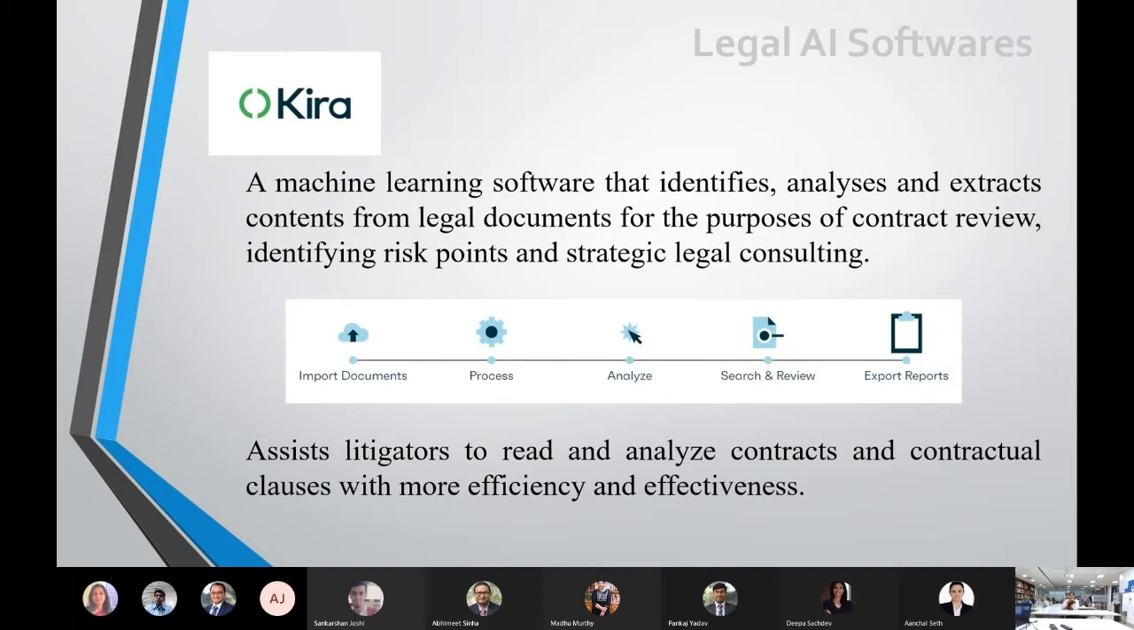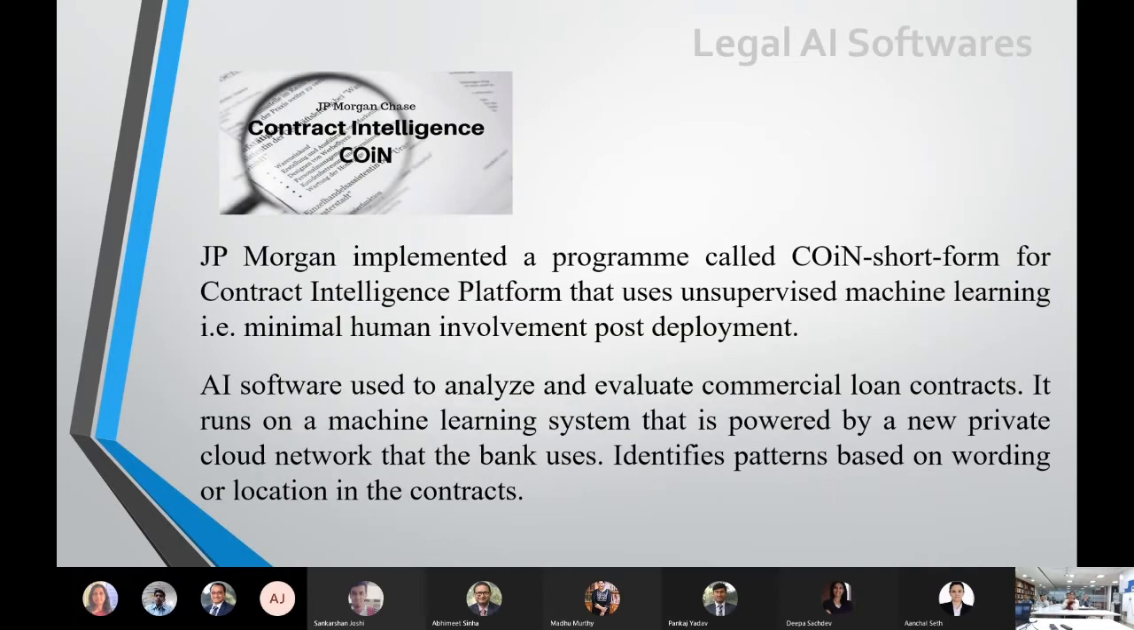So this is being used by some of the law firms, which I just said. Now the second one is COIN. This is actually devised by JP Morgan. The term is short for Contract Intelligence platform. It has specifically been devised by JP Morgan, which uses unsupervised machine learning, and of course it involves minimal human involvement post deployment.